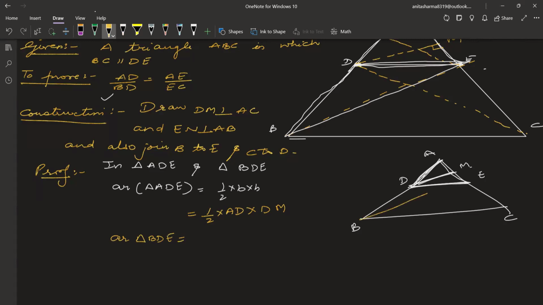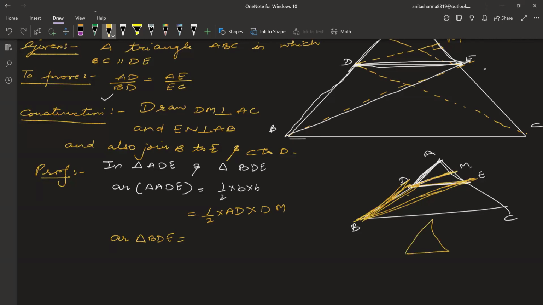So this is the triangle BDA. So here the base is what? BD. Right, children? The base is BD, and your height is again DM. Isn't it?